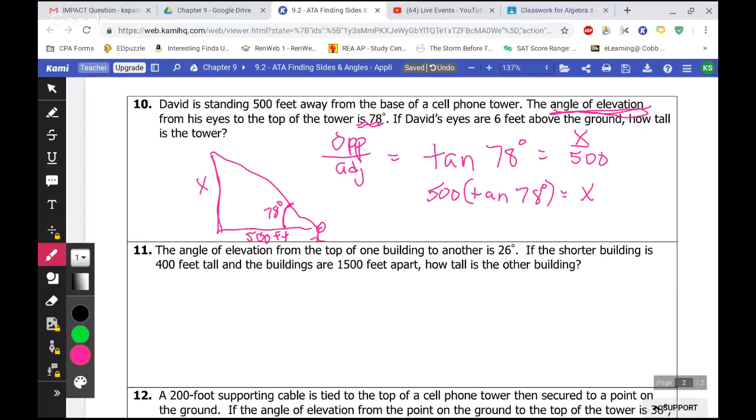Is it 2,352.3? I got 2,358.3. Did you type in tan 75 by chance, maybe? I typed in 500 times tan 78. Huh. Let me retype. Oh. Yes, I did get that.